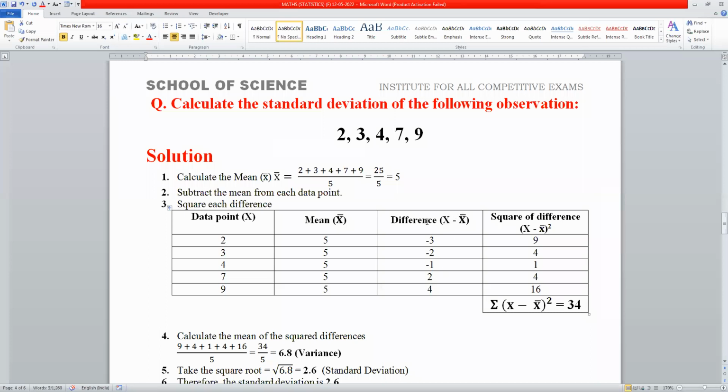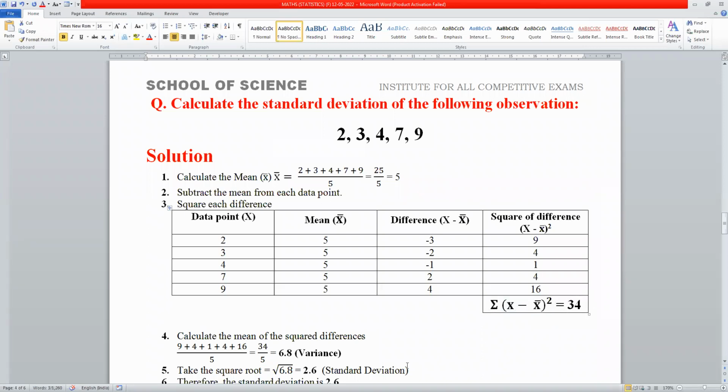What next? I have to square the difference. Minus 3 square is 9. Minus 2 square is 4. Minus 1 square is 1. 2 square is 4. 4 square is 16. Now you have to add all the squares, the summation of the squares. So that comes to 34.